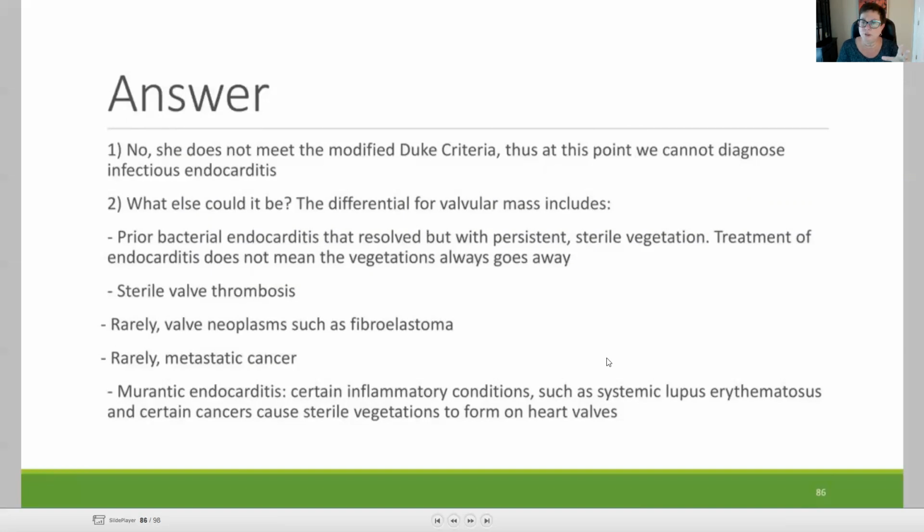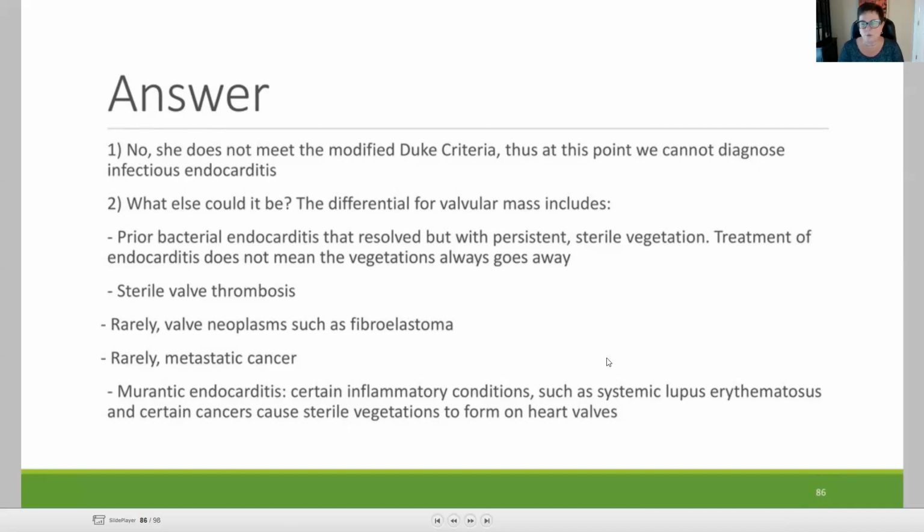When you think about the Duke criteria, she does not meet having 2 major, or 1 major plus 3 minor, or all 5 minor. So it's complicated, but at this point, we cannot diagnose her with infectious endocarditis. What else could it be? Differential diagnosis for valvular mass is really interesting. It could be a sterile vegetation, a valvular thrombus, or a neoplasm of some sort.